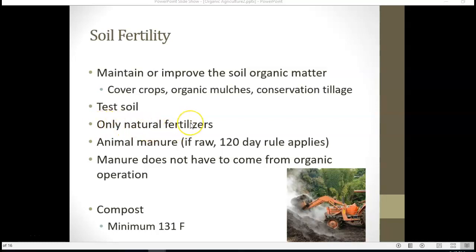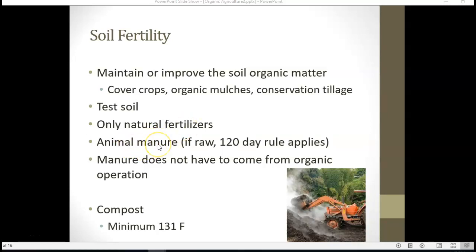You can only use natural fertilizers, so if you need to add more NPK, you need to use things like blood meal, bone meal, alfalfa meal. These are natural fertilizers. Or rock. You can use mined rock. But you can't use anhydrous ammonia, you can't use triple phosphate, some of the synthetic fertilizers, you can't use them.